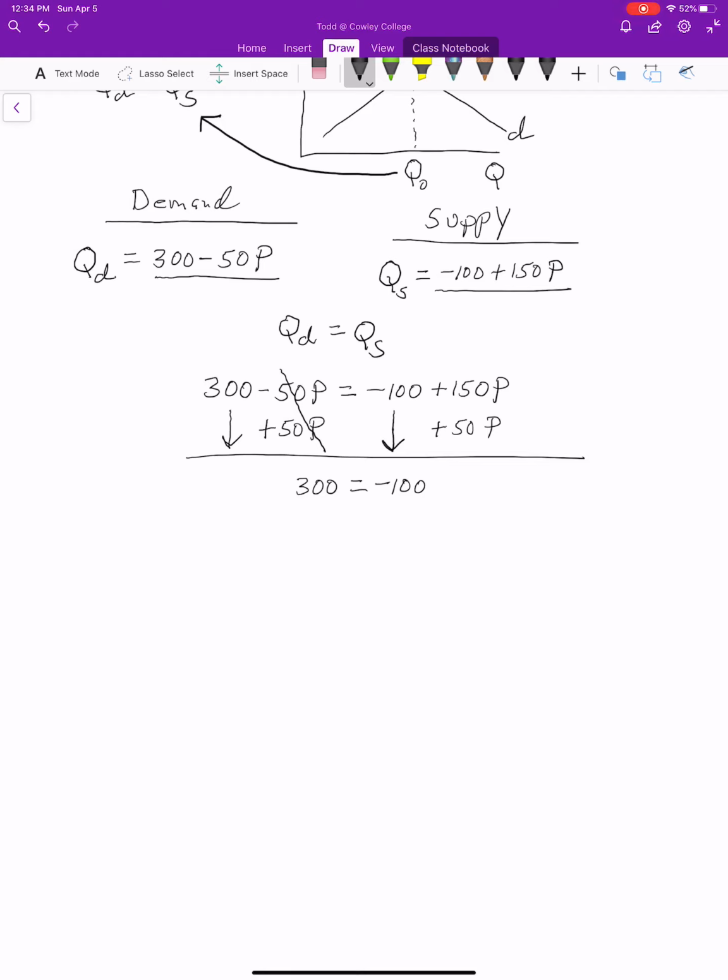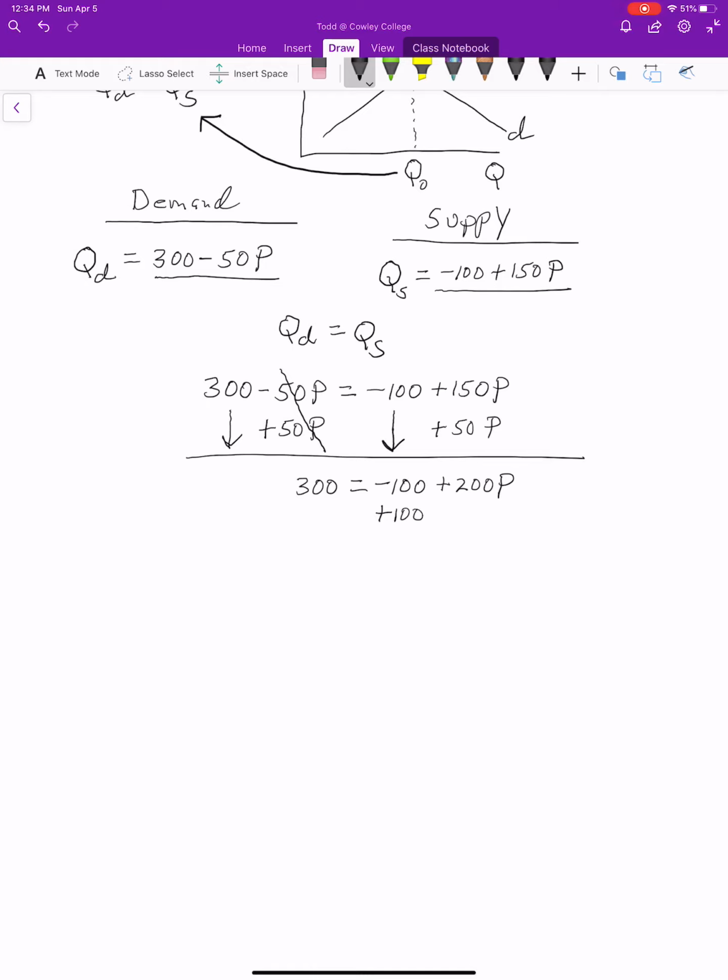And then if you add 150p's to another 50p's, then you get a positive 200p's that come out of that. So 150 plus 50 gives you 200p. All right, so now we've got our p's together. Now we need to go in and get this constant of 100 to the other side.